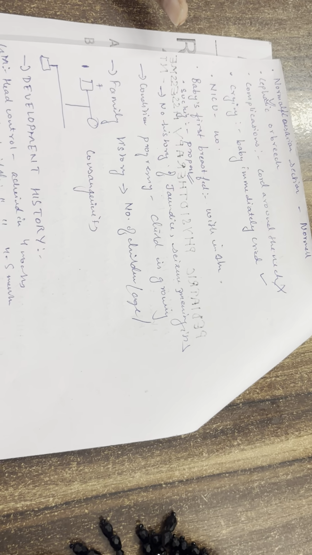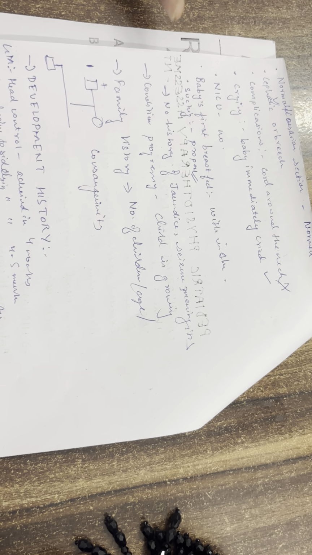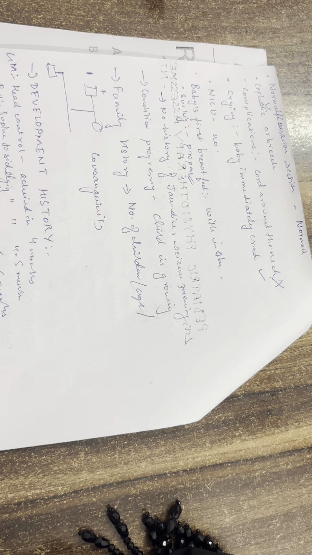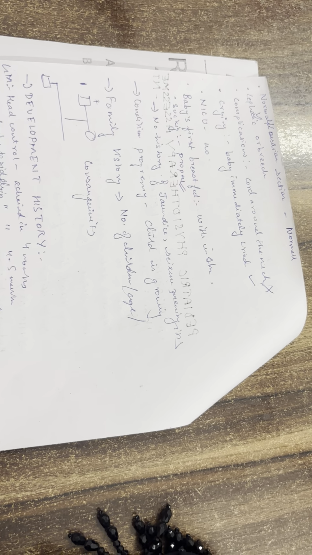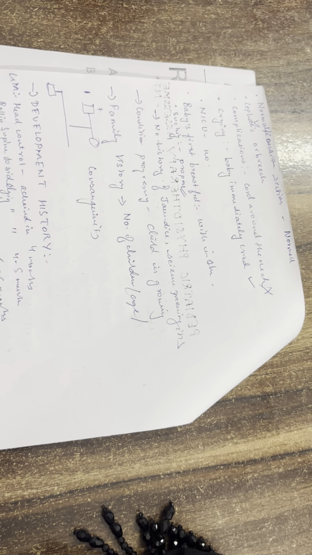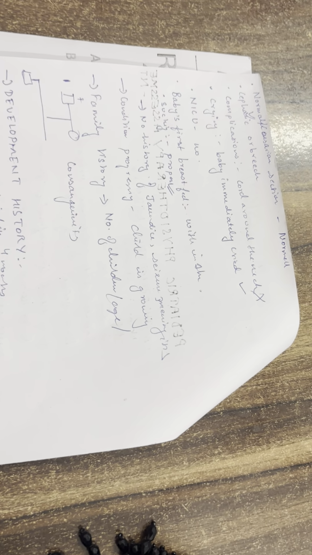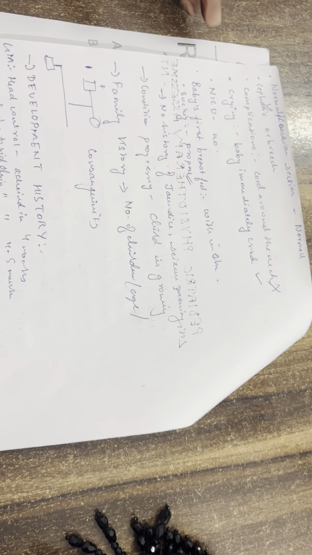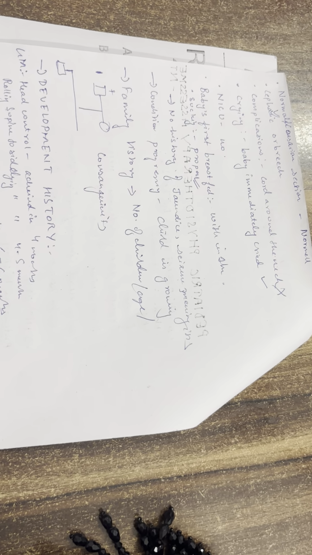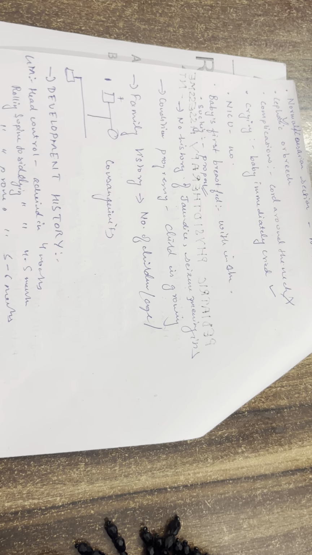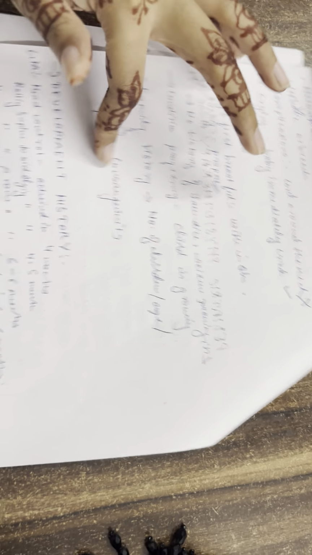Baby's first breastfed within 1 hour or how much time he took. Then whether the sucking was proper or not. No history of jaundice, seizure or meningitis. Condition progressing, how is the condition, whether the baby is progressing or not. Then family history, like how many children she had before and all other things. Also please make sure you know how to make a consanguinity chart.